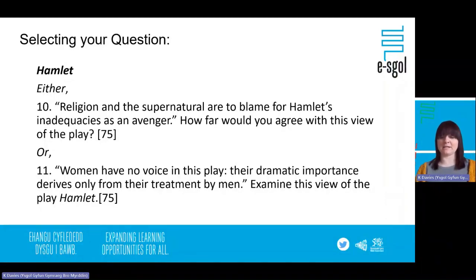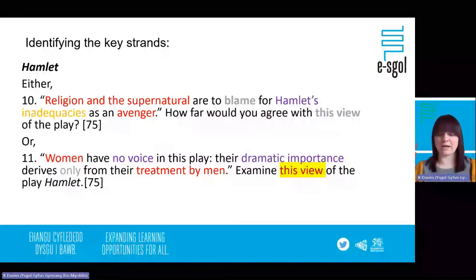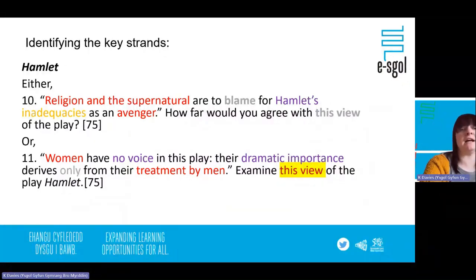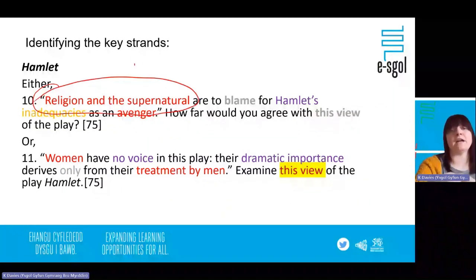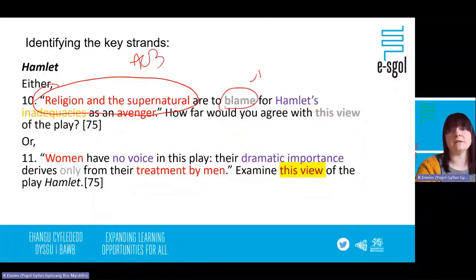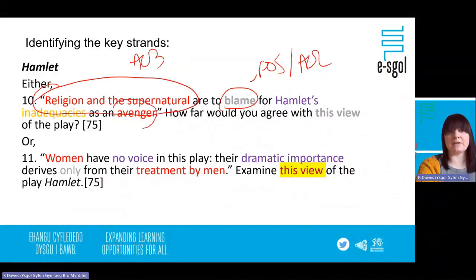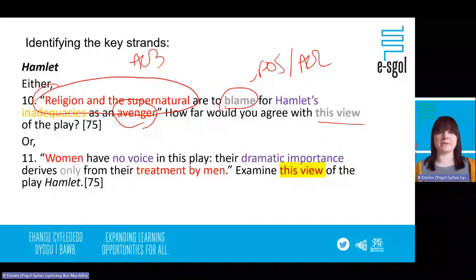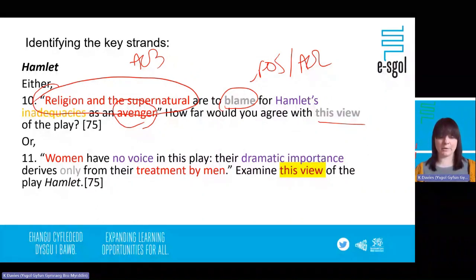But if you look at these questions, you can see from this slide where we were talking about the key strands. You're looking at religion and the supernatural here. Here, you've got your AO3. When we're thinking about blame, you're thinking about AO5, and possibly you could look at AO2 here with regards to your argument. Again, this idea of avenger is linked to AO3. And then this view: how far would you agree with this view of the play? Again, AO5, but it allows you to bring in the AO2 as well, and the AO1, because obviously it's linking to you answering the question.